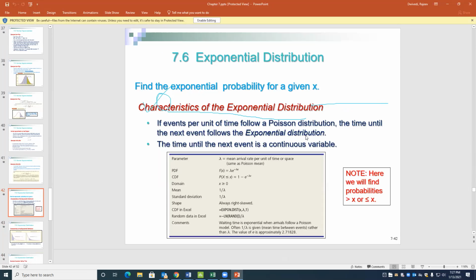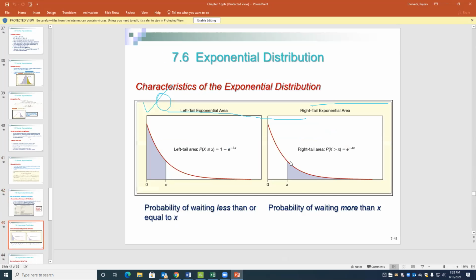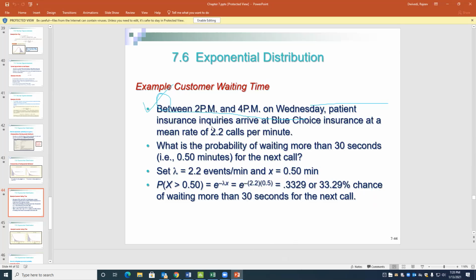Now here we have the exponential distribution, and we have 1 or 2 questions in the assignment also. In the geometric distribution, we followed the binomial distribution until the first success. Here, if events per unit time follow a Poisson distribution, the time until the next event follows the exponential distribution. So this is the important one. For example, between 2 p.m. to 4 p.m. on Wednesday, patient insurance inquiries arrive at 2.2 calls per minute. What are the keywords?